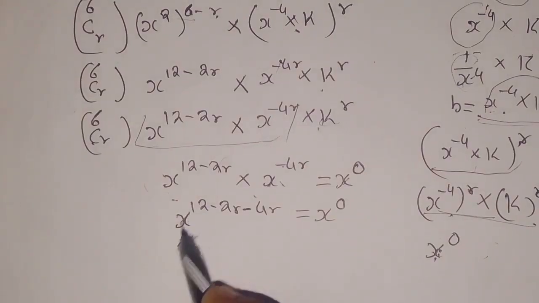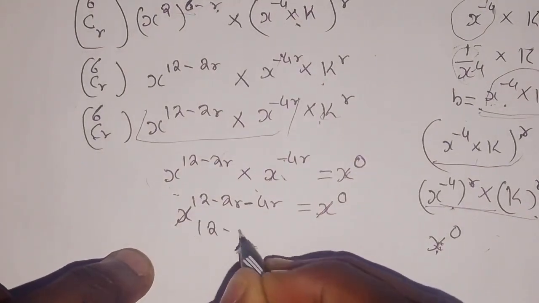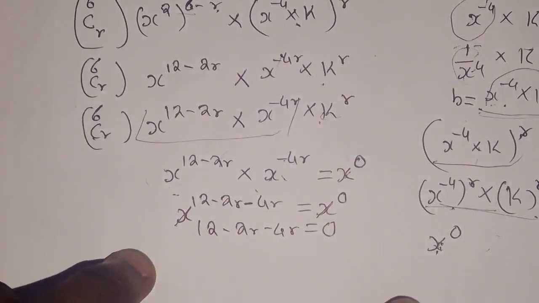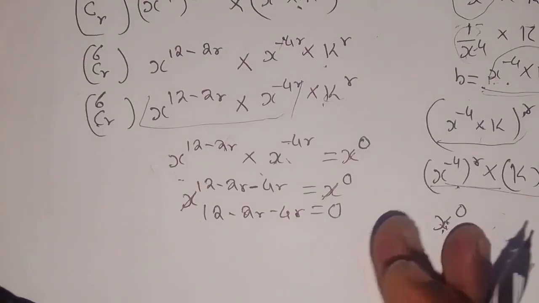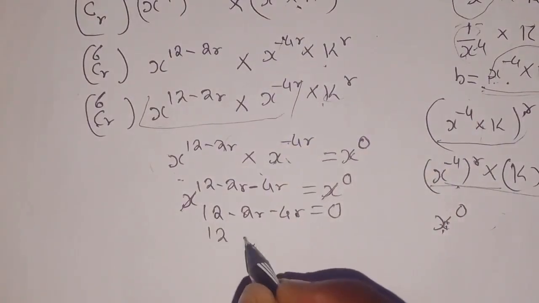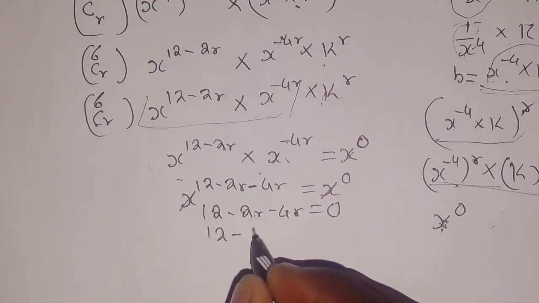So then we can drop the x bases, hence we're going to remain with 12 minus 2r minus 4r is equal to 0. Okay, then if you see, these are like terms, so you can add them. So 12 minus 2r minus 4r will give us 12 minus 6r.